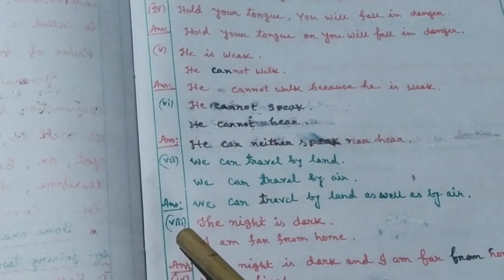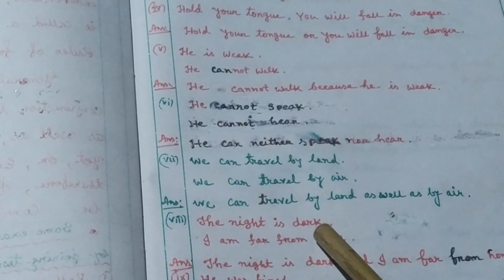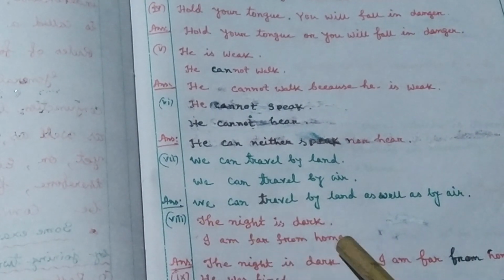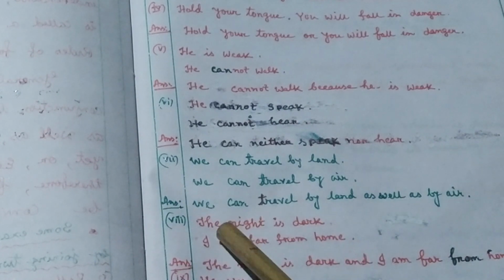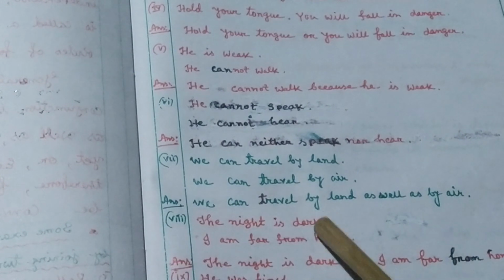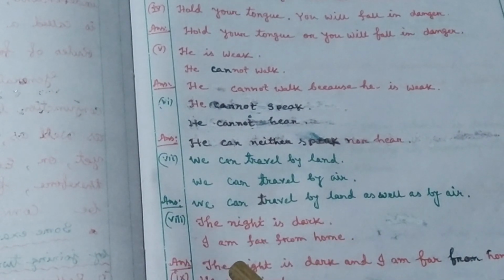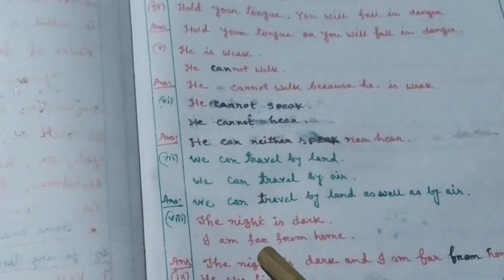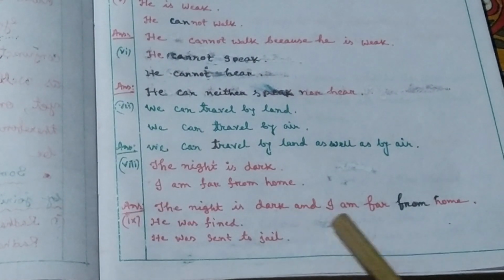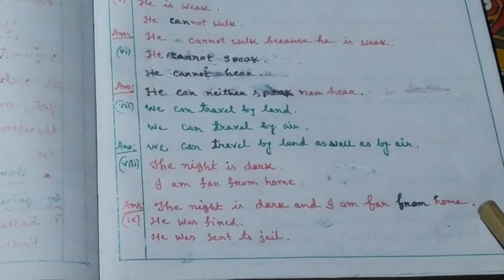Now students, number 8, the night is dark. I am far from home. Means the night is dark, it is a dark night. I am far from home, I am away from home. So the answer is the night is dark and I am far from home.